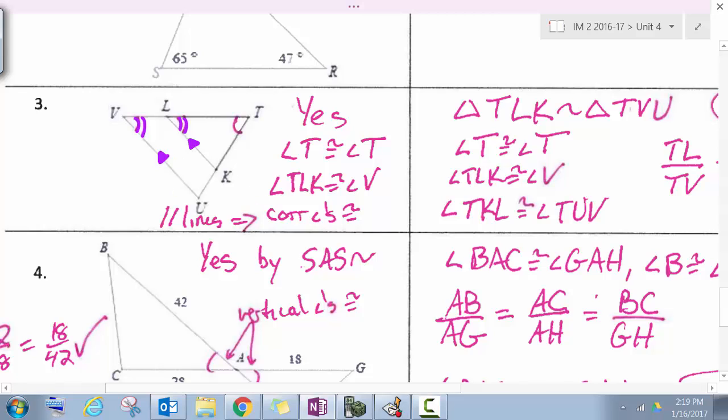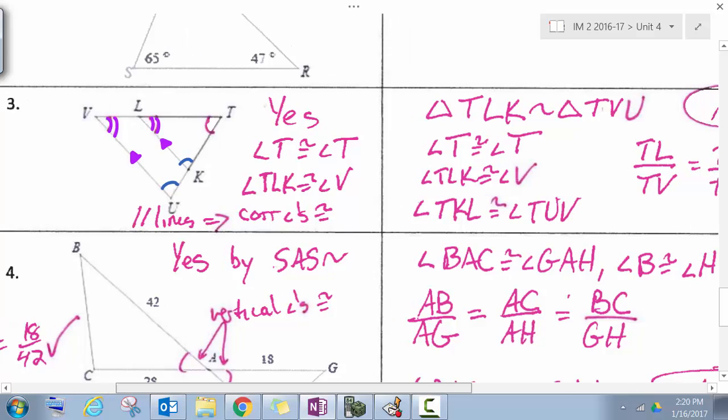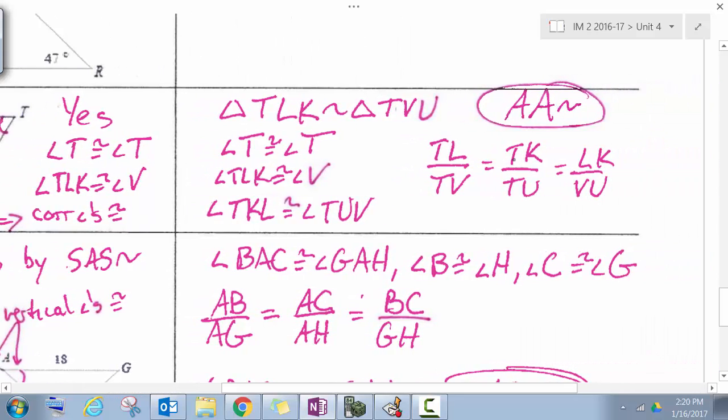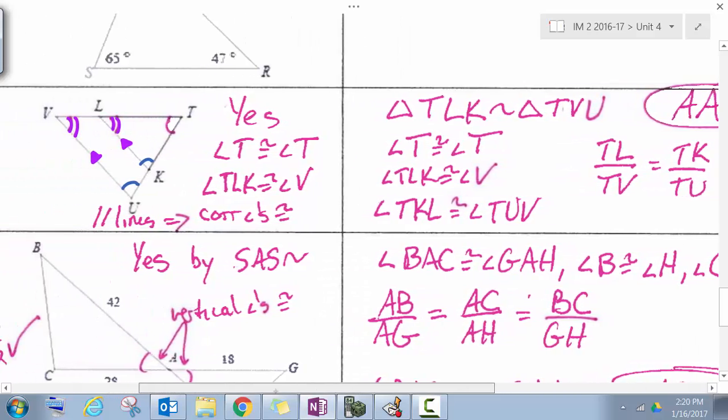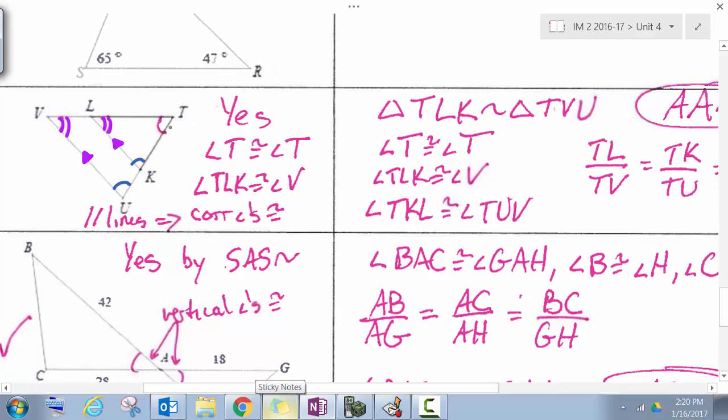We also could have said that these angles are congruent by the same reason. But we only need two pairs of angles, and I already had angle T congruent. So we have two pairs of angles congruent, so by angle-angle similarity, they are similar. We just have to get things to line up. So T obviously lines up with T, L lines up with V, and K ends up with U. So we get triangle TLK is similar to triangle TVU.